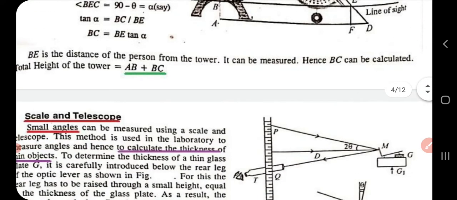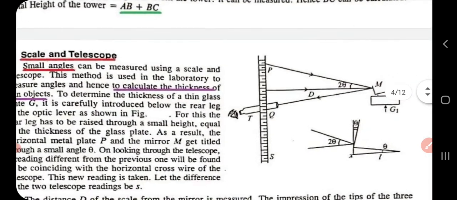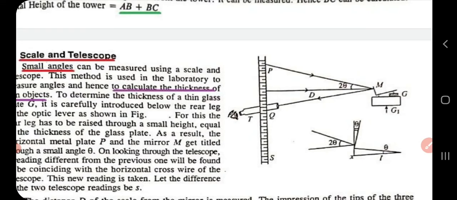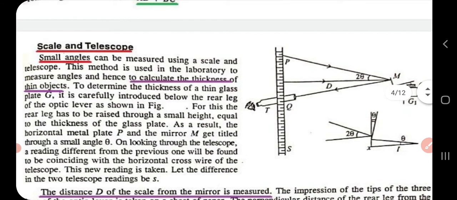Another method is scale and telescope. This method you will be using in the lab. When you read this theory, you won't be able to understand that much. But when you do practicals in your lab using this method, scale and telescope, definitely you will get an idea about that. There are experiments that you have to do using the scale and telescope method. When you do an experiment based on the scale and telescope in the lab, everything will be very clear to you. So now we have no other way, you just go through the theory.